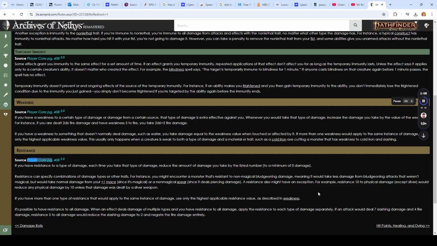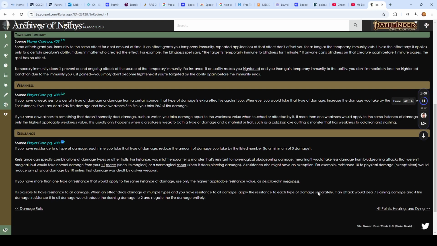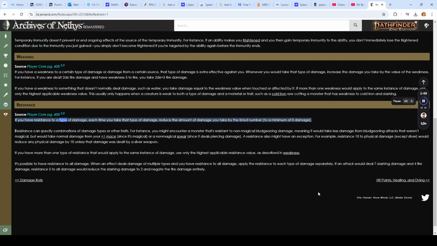Resistance. Source: Player Core page 408. If you have resistance to a type of damage, each time you take that type of damage, reduce the amount of damage you take by the listed number, to a minimum of 0 damage. Resistance can specify combinations of damage types or other traits. For instance, you might encounter a monster that's resistant to non-magical bludgeoning damage, meaning it would take less damage from bludgeoning attacks that weren't magical but would take normal damage from your +1 mace, since it's magical, or a non-magical spear, since it deals piercing damage.